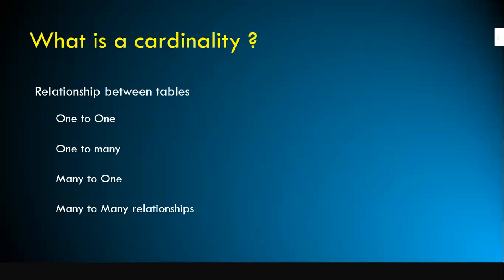Next, what are the types of relationships that are available? When it comes to RDBMS or a relational database, or even in data modeling, these are the types of relationships available: one-to-one, one-to-many, many-to-one, and many-to-many relationship. What is one-to-one? Can someone give me an example?